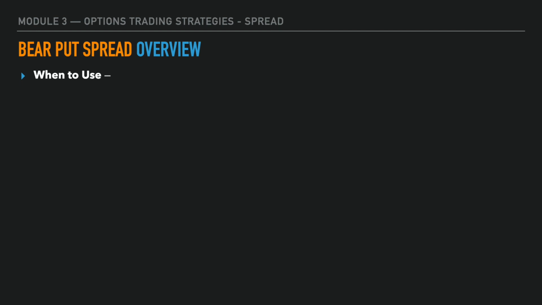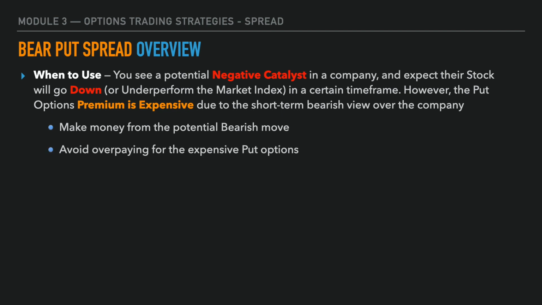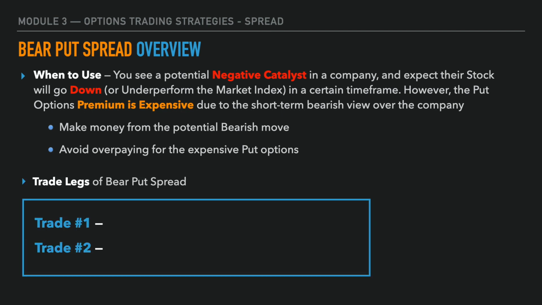The best time to use a bear put spread is when you see a potential negative catalyst in a company and you expect the stock price will go down or underperform the market index in a certain time frame. However, the stock's put option is overpriced due to the short-term overwhelming bearish view over the company. Then in such situations, a bear put spread should be on the top of your playbook. It can help you profit from the potential bearish move, but also help you avoid overpaying for those expensive put options and greatly reduce your risk on the trade.